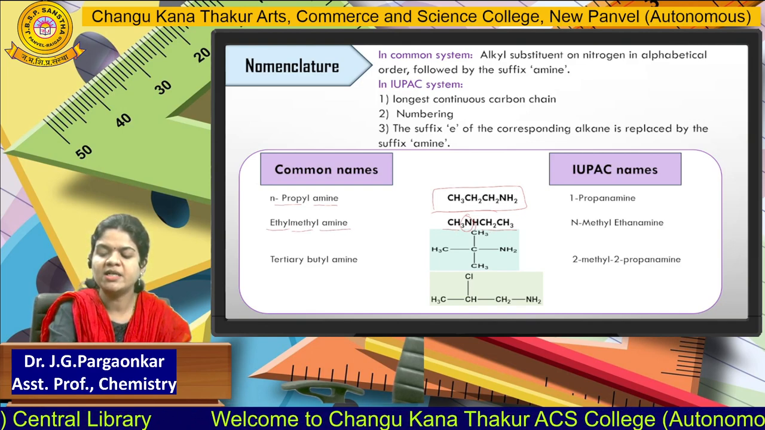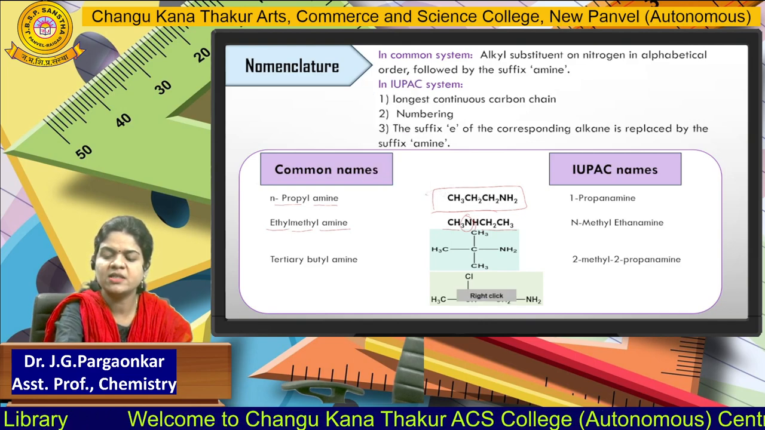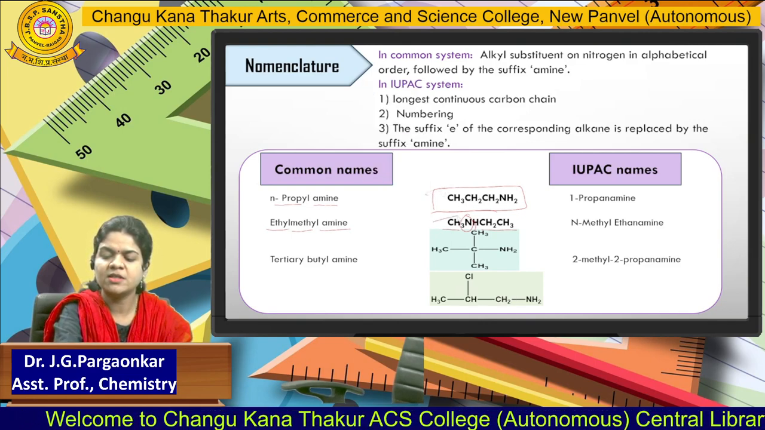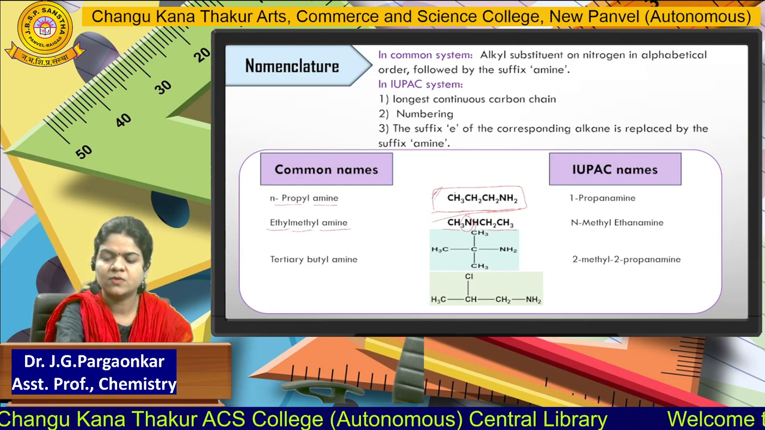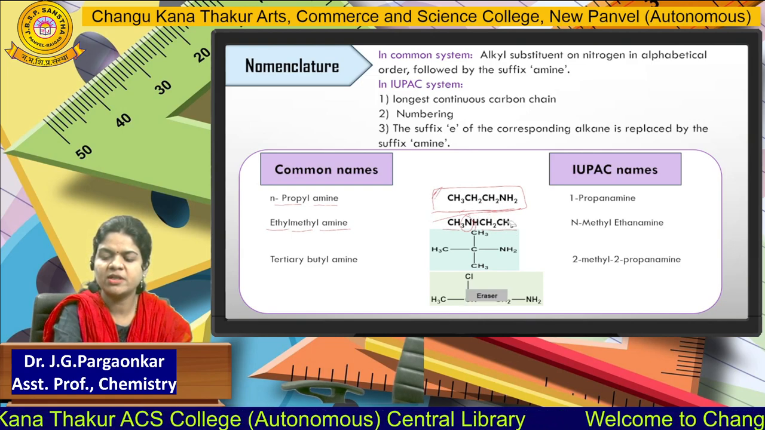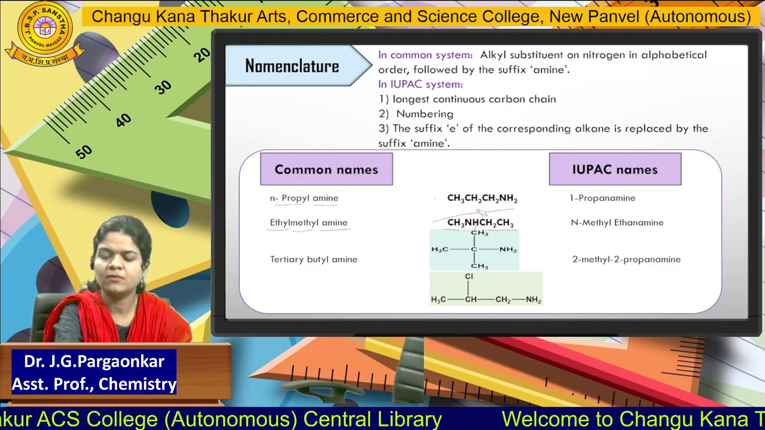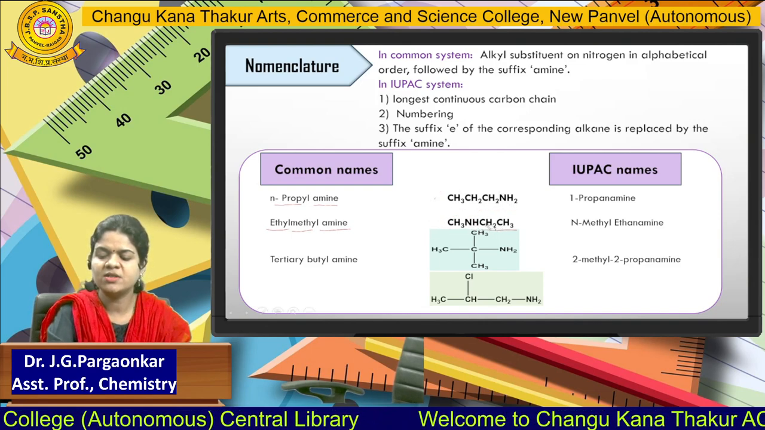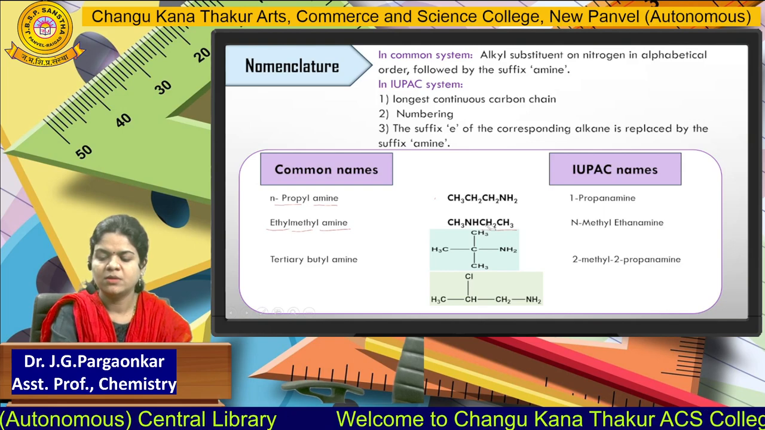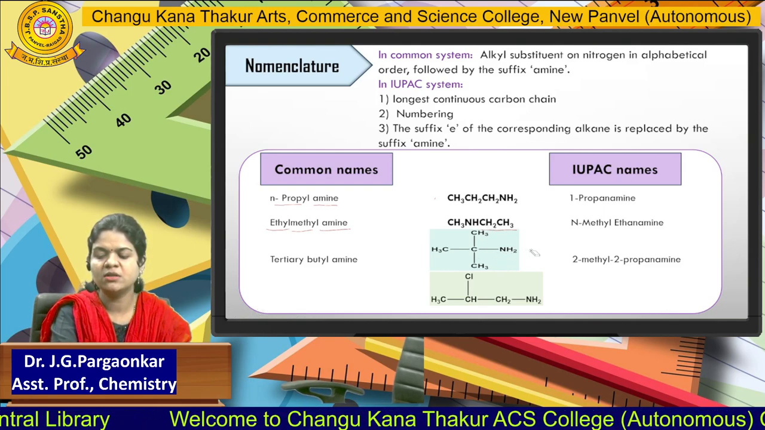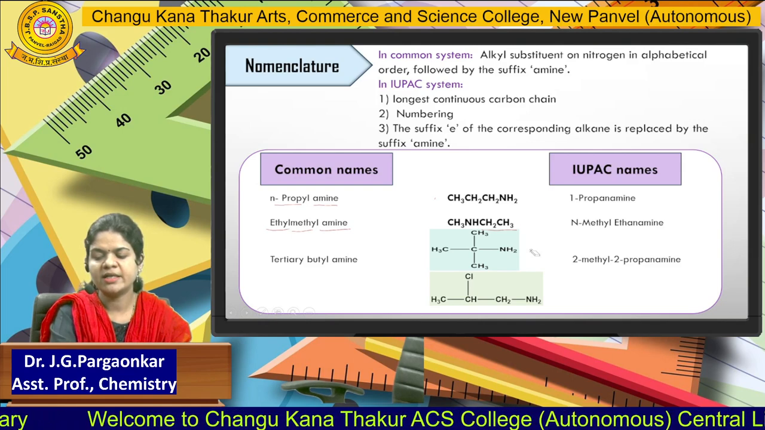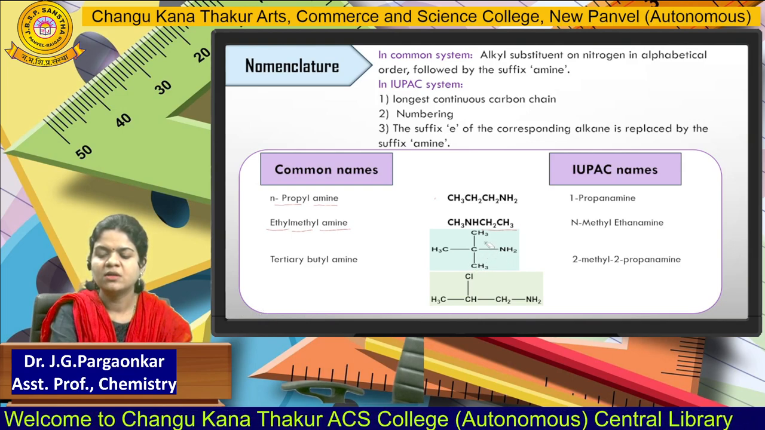Now look at that third structure. What is that third structure? Tell me. In that structure, we will observe that this carbon atom is attached at one side to the nitrogen and at another side to the carbon atoms.